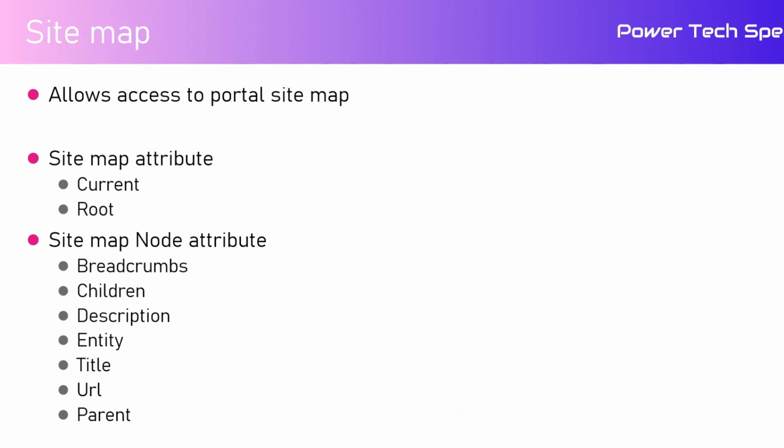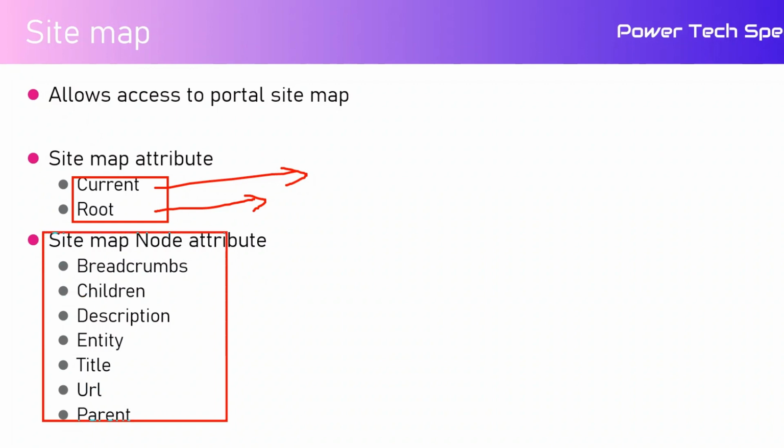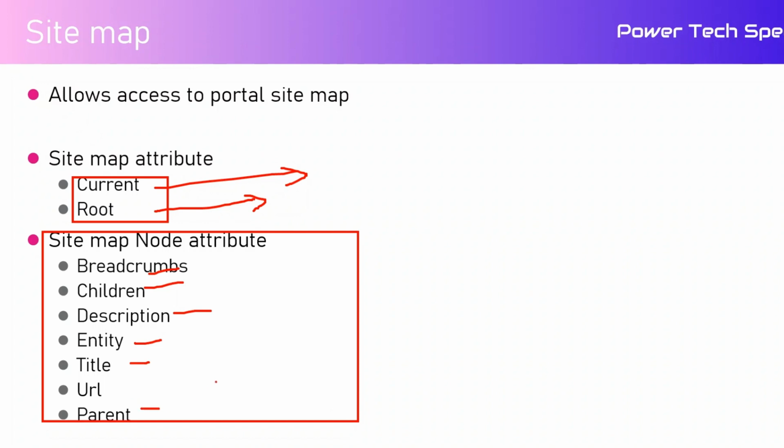Now, sitemap has a couple of attributes as listed over here. It points to the current object and it points to the root object. Current means the current page and root means the root of the website. Sitemap node has attributes of breadcrumbs, children, description, entity, title, URL, parent.